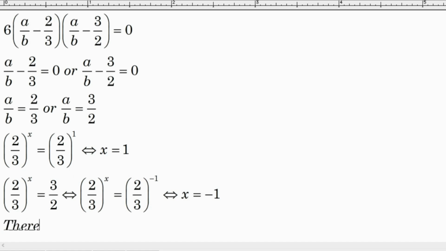Therefore, x equal to 1 and x equal to minus 1 are the roots of our original equation. Okay, so now we have solved this problem.